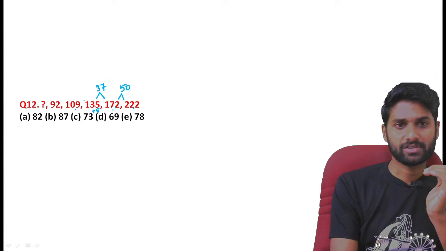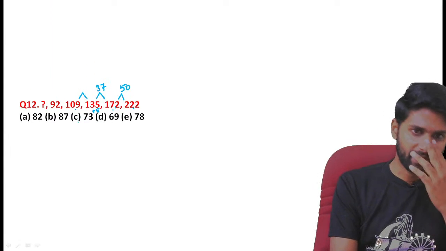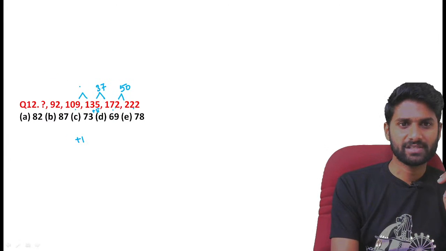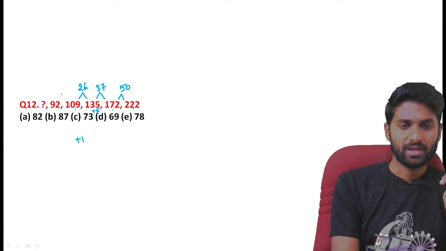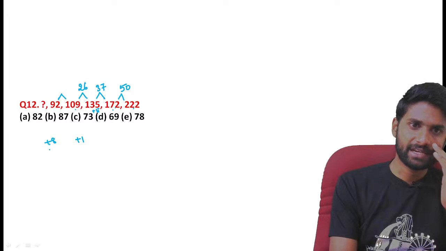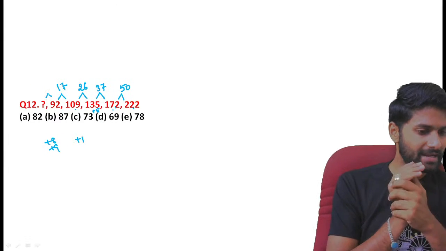It's a 37. Now see, 109 becomes 135. If you add plus 1, 110. So 25 extra means the value becomes 26. Now 92 becomes 109. If you add plus 8 and plus 9, the value becomes 17. Now, what is the number we need to add?